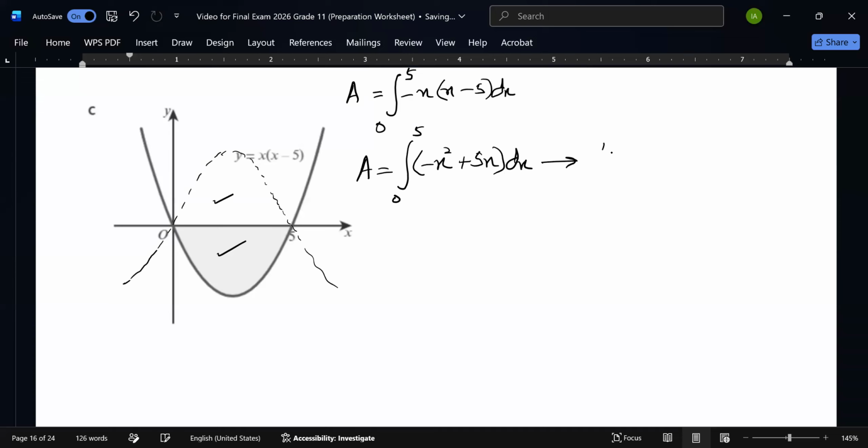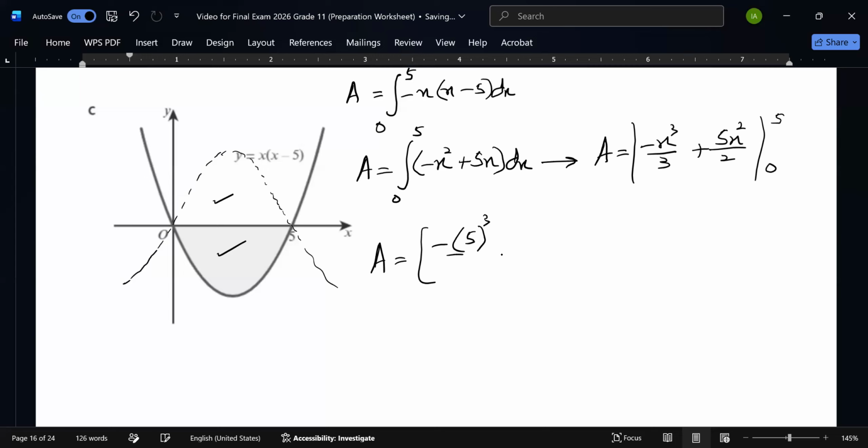So area is equal to minus x cubed upon 3 plus 5x squared upon 2, and the limits are 0 and 5. First things first, we substitute the upper limit: minus 5 power 3 over 3 plus 5 times 5 squared over 2, minus the lower limit: 0 cubed over 3 plus 5 over 2 times 0 squared.